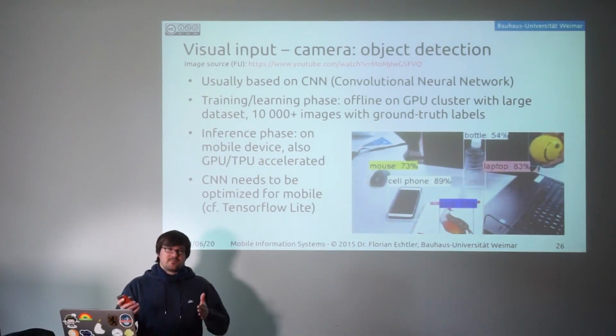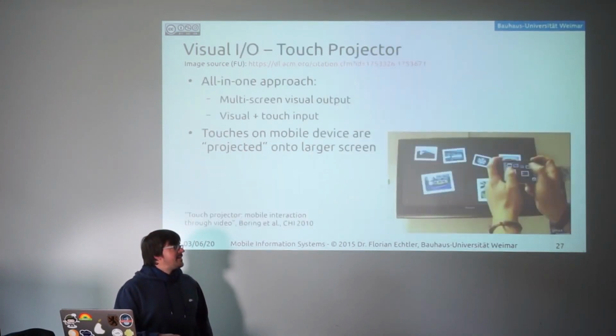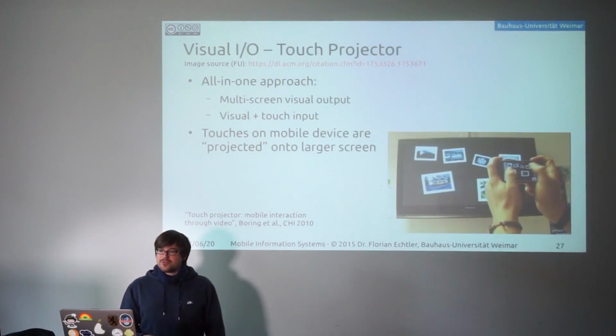So much for the fundamental methods for inputting visual data and analyzing it. One nice example I want to show you to round things off, that combines a lot of different aspects of visual input and output, is called Touch Projector. This was, I think, almost a 10-year-old paper by now from the CHI conference. And this has a very, very nice combination of all these different factors of how you can do input and output visually with a mobile device.